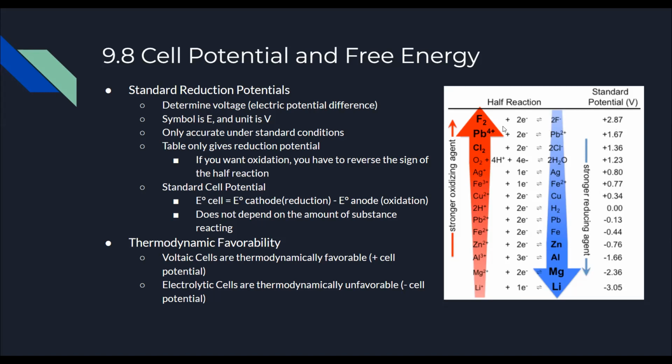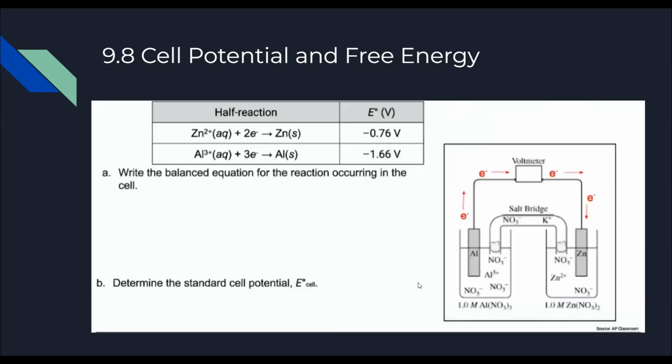And so it just becomes 2 fluoride makes F2 plus 2 electrons. And the standard potential, if you flip it, is negative 2.87. So standard cell potential, E cell, is basically E cathode, which is the reduction, minus E anode, which is oxidation. And this does not depend at all on the amount of substance that's reacting. Thermodynamic favorability: voltaic cells are thermodynamically favorable because they have a positive cell potential, and electrolytic cells are thermodynamically unfavorable due to having a negative cell potential.